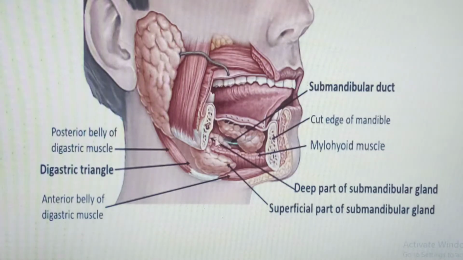But if you look at the deep one, it's a bit in the floor of the oral cavity. Okay, so this one is actually small, and can you see that, it hooks around this muscle. This muscle over here is the hyoid muscle, so more or less it hooks around it to get into the floor of the oral cavity.